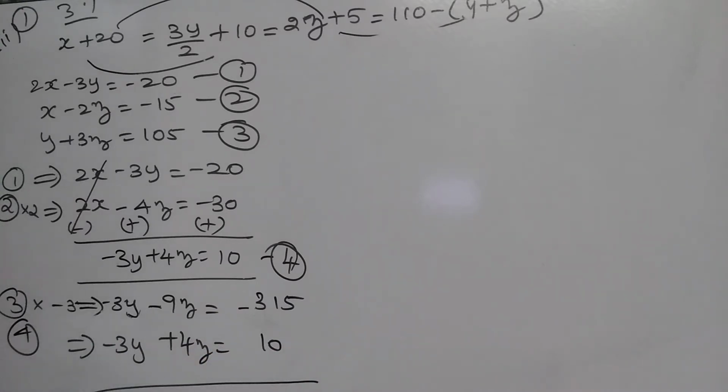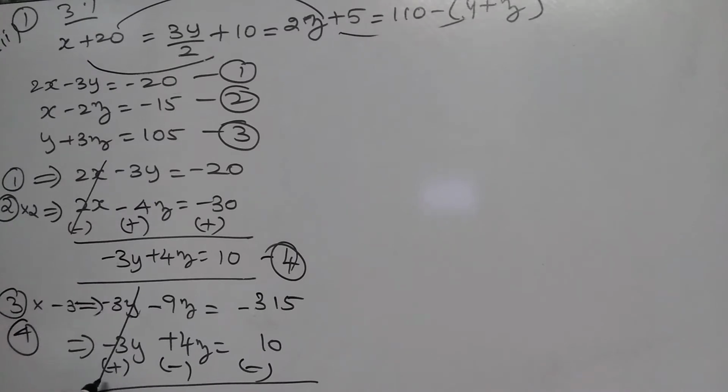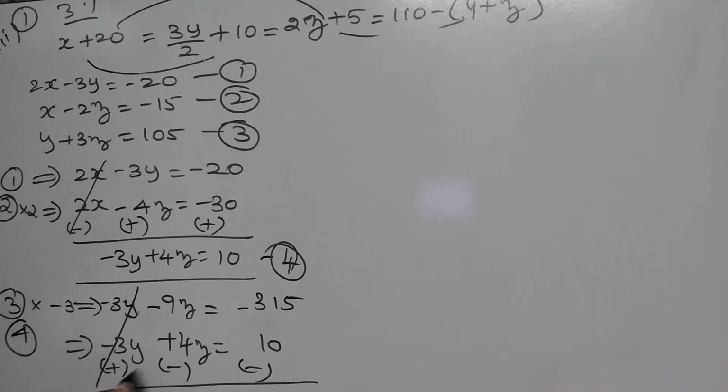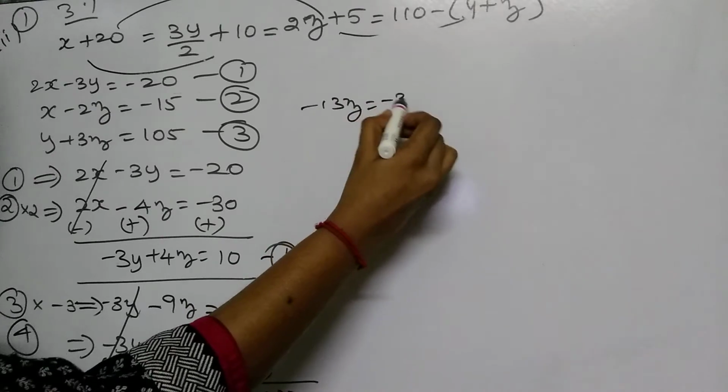Now do the subtraction. Change the sign and do the subtraction. Minus 3y and minus 3y are in the same sign, so only if you change the sign can you do the cancellation. So change the sign and cancel. While changing the sign, minus becomes plus, plus becomes minus. So minus 9 minus 4 becomes minus 13z. This one, minus minus, add the numbers, 325. So you have minus 13z equals minus 325.